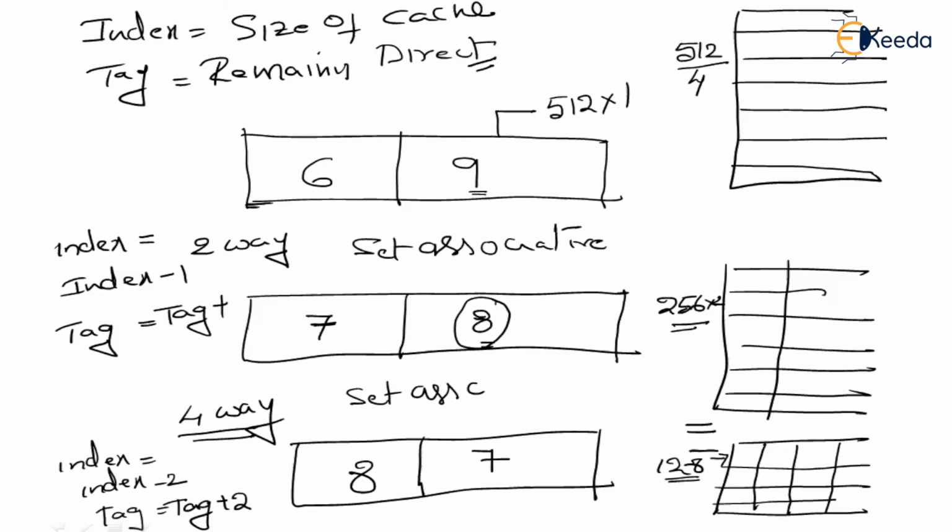This is the associativity you need to exercise every time you are going to solve a question on direct mapping or set associative mapping.